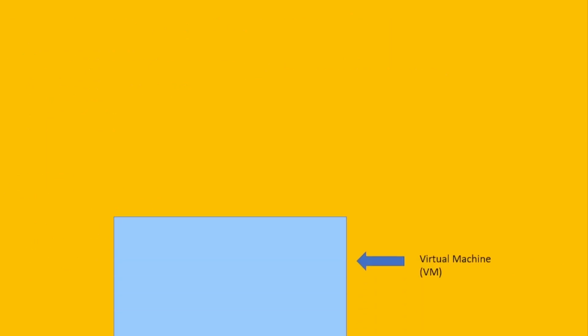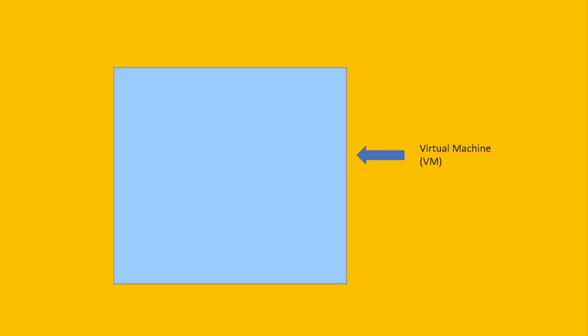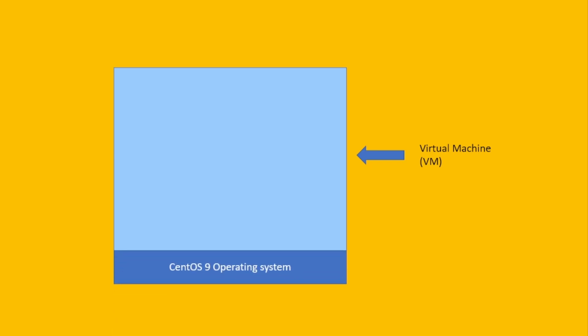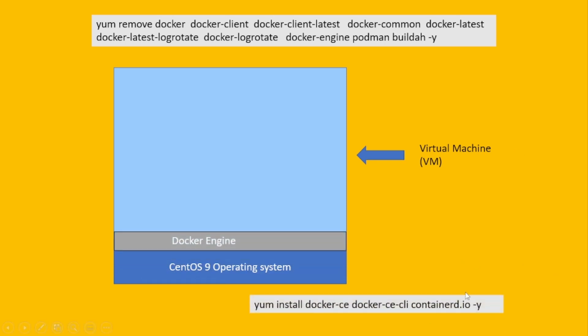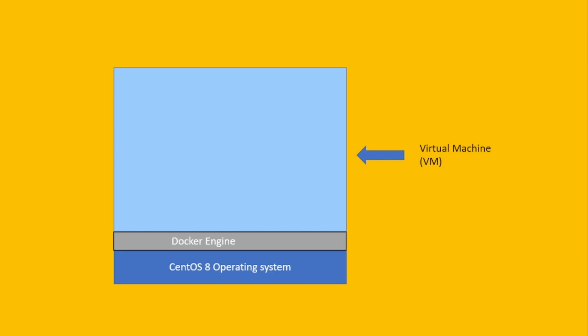As of now, we have one virtual machine and in this virtual machine, we have installed the CentOS 9 operating system. After that, we will remove the container engine from the Docker, podman and buildah, and then install the Docker engine. In order to install Docker engine, we use yum install docker-ce, docker-ce-cli and containerd.io. Once Docker is installed and running, afterward we are going to create the container with the Ubuntu latest operating system.